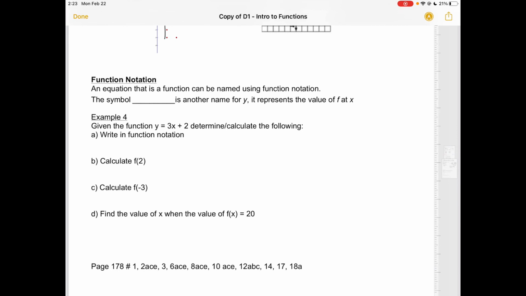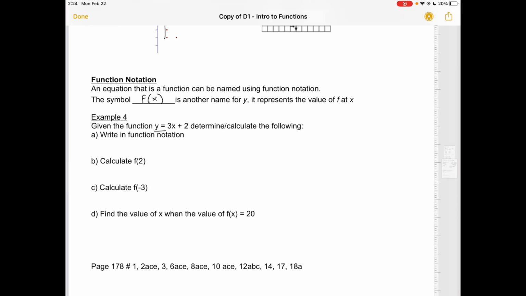Our last piece of information that we need here to be able to discuss functions is function notation. So an equation that is a function can also be named using a different notation. The symbol f(x) is another name for y, and it represents the value of f, our function, at x, a given value of x.